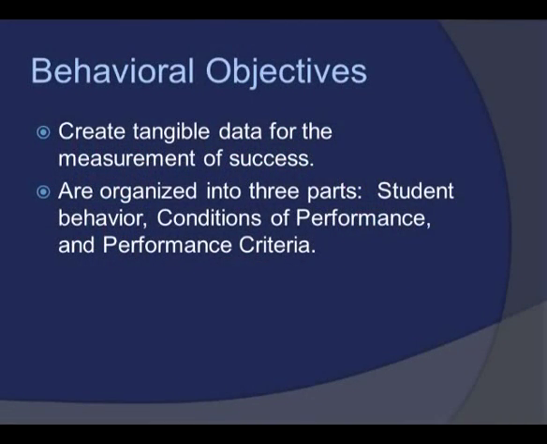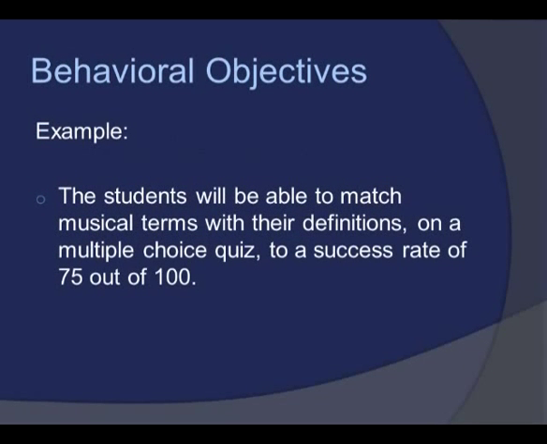Behavioral objectives. Behavioral objectives create tangible data for the measurement of success, and they're organized into three parts: student behavior, conditions of performance, and performance criteria. An example of a behavioral objective is, the students will be able to match musical terms with their definitions on a multiple choice quiz to a success rate of 75 out of 100.